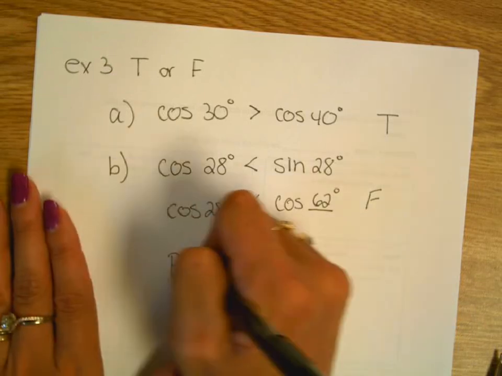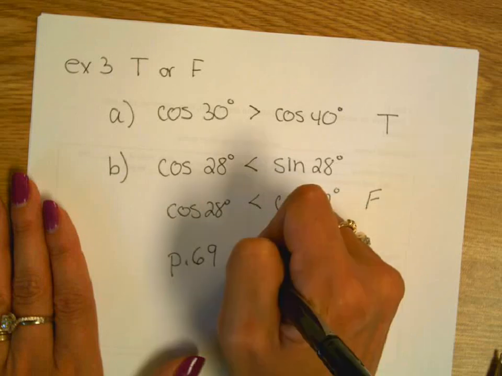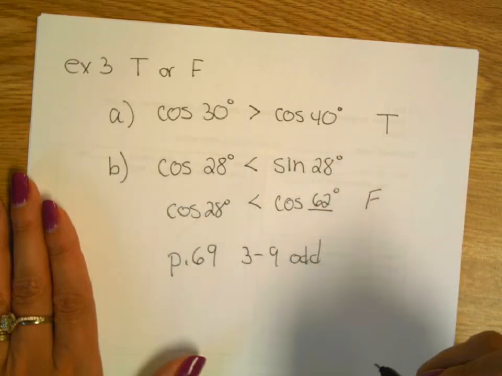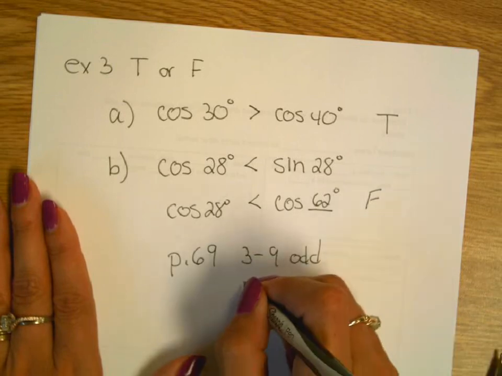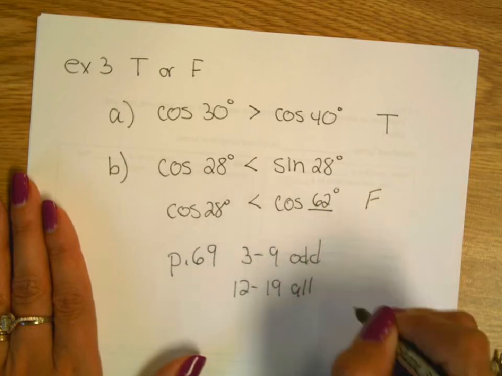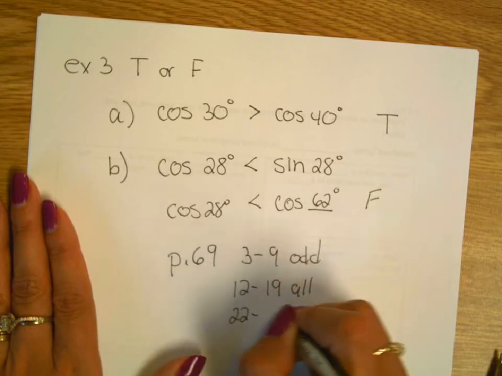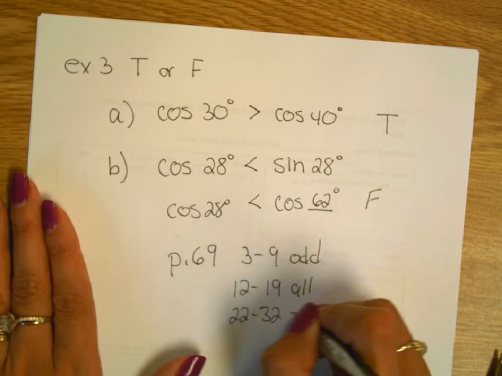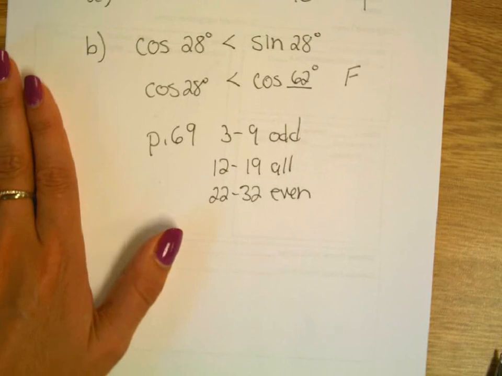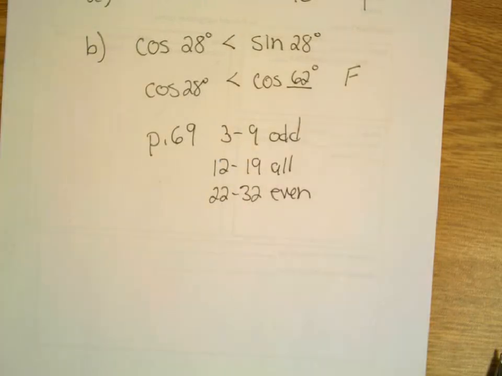Okay, page 69. All, to 32 even. Odd, all, and even. I don't know why I did that so obnoxiously.